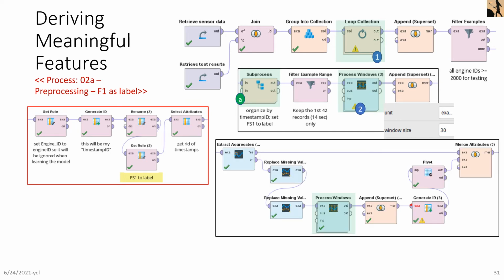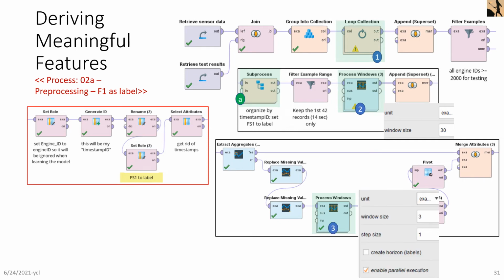Inside this process window, we can have a number of processing flows to derive the attributes we want, right? Again, it looks similar to the previous one. Inside this window, we extract aggregates, so you get some of these aggregations out right away for that window. And then we can start filling in some missing values and then move into some smaller windows.